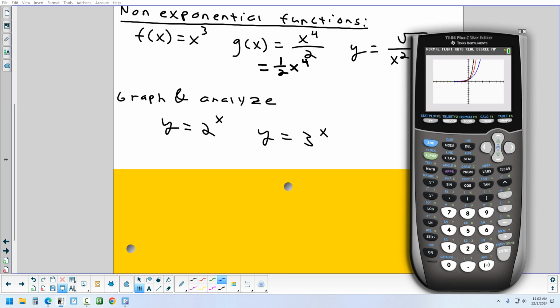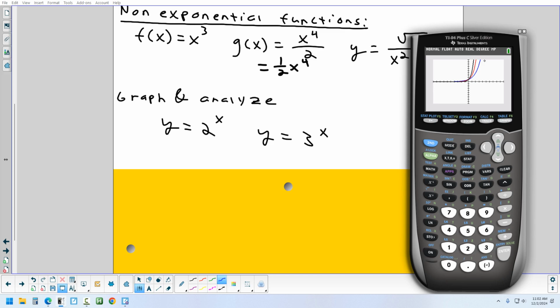x-axis. So 5 to the x, I don't know how well you can see it, but it curves up even a little sharper than 3 to the x. Okay, but they all have the same basic look. All right, that's what an exponential growth looks like. Curves up to the right.